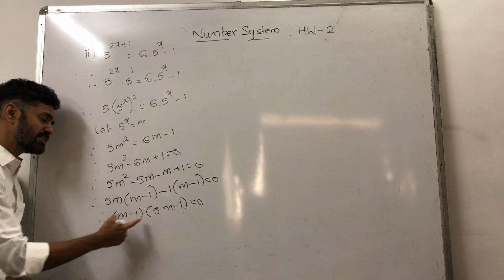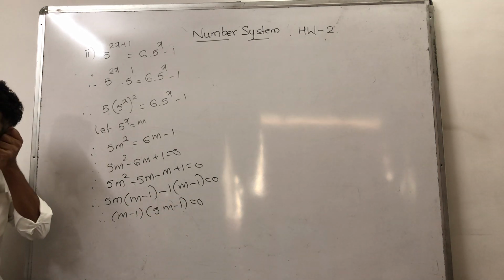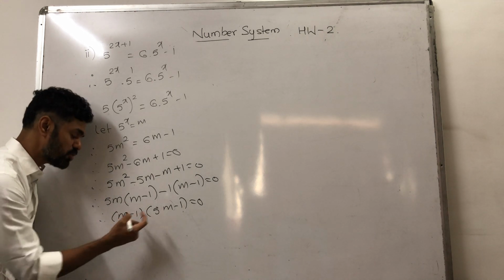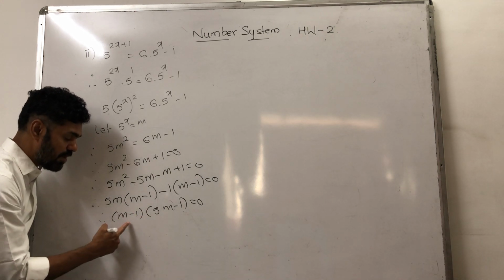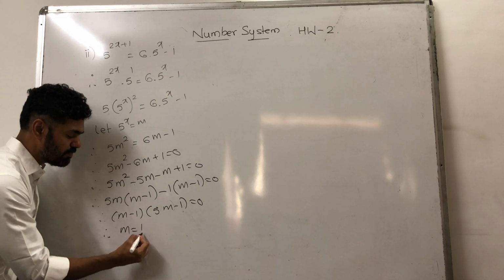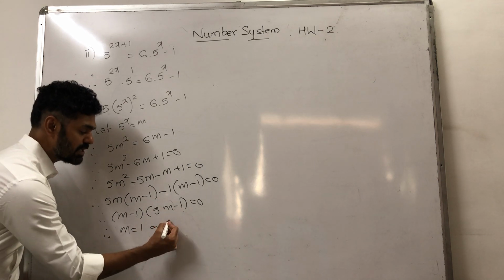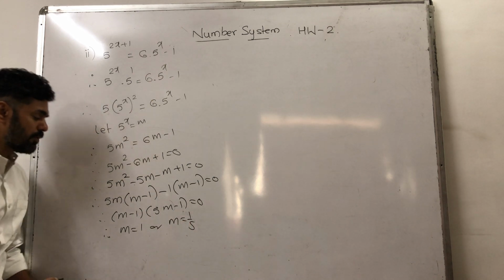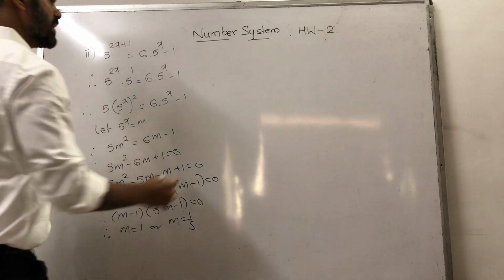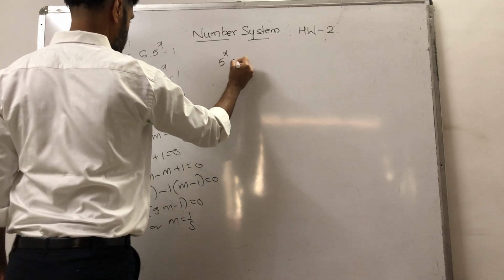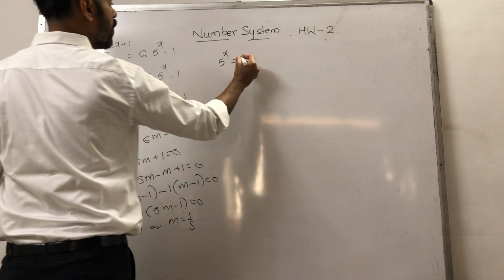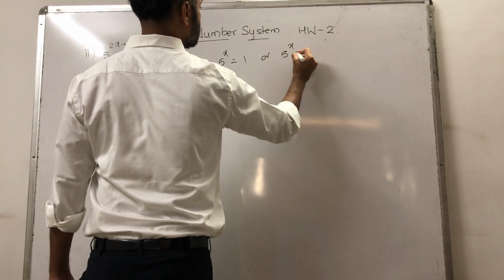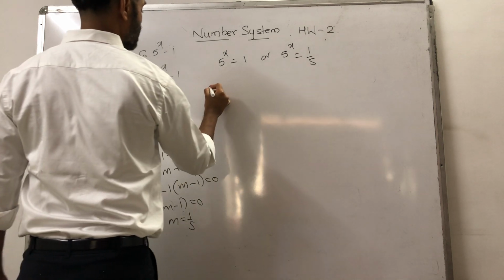What do we have? We have this into this is 0. If you have the product of two terms 0, one term has to be 0. So either m minus 1 is 0 or 5m minus 1 is 0. If m minus 1 is 0, m would be plus 1. And if 5m minus 1 is 0, m would be 1 by 5. Now what is m? M is 5 raised to x. Therefore 5 raised to x is 1, or 5 raised to x is 1 by 5.